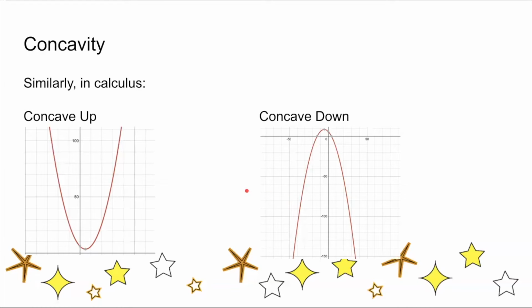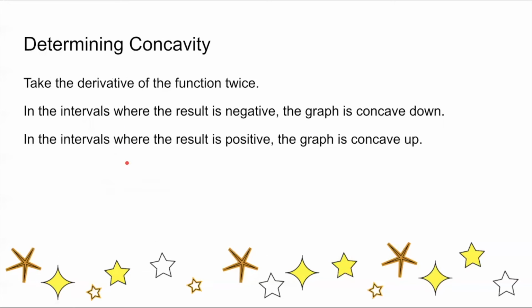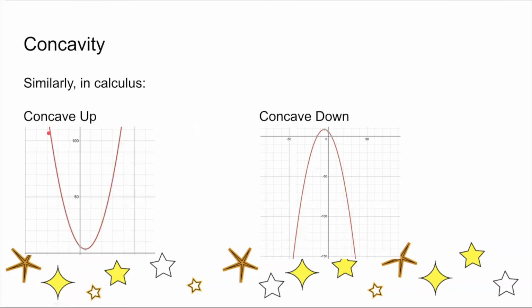All right, so similarly in calculus, a graph can either be concave up or concave down. To determine whether a graph is concave up or down, take the derivative of the function twice. In the intervals where the result is negative, the graph is concave down. In the intervals where the result is positive, the graph is concave up. And why is this true? Well, notice that for concave up graphs, the derivative is increasing, and for concave down graphs, the derivative is decreasing.